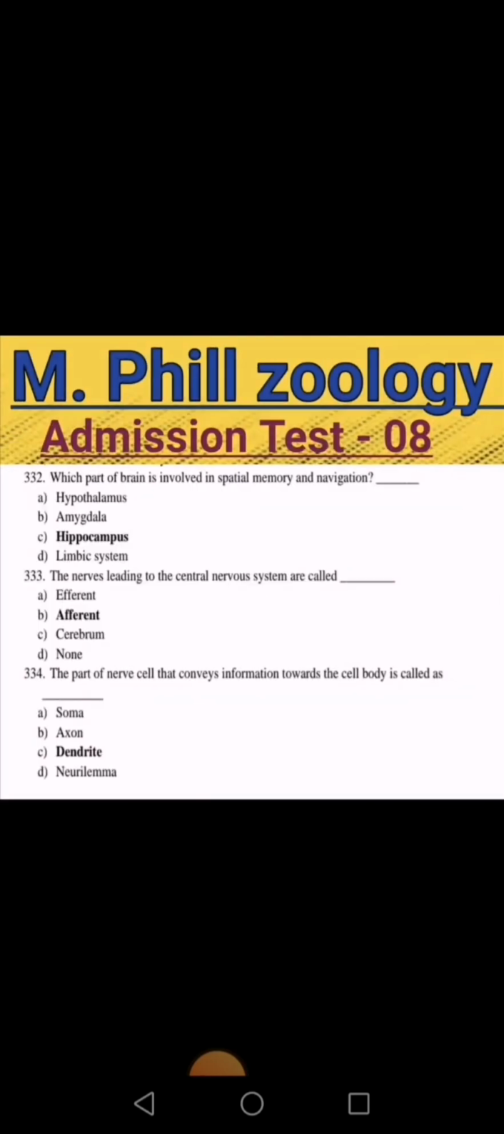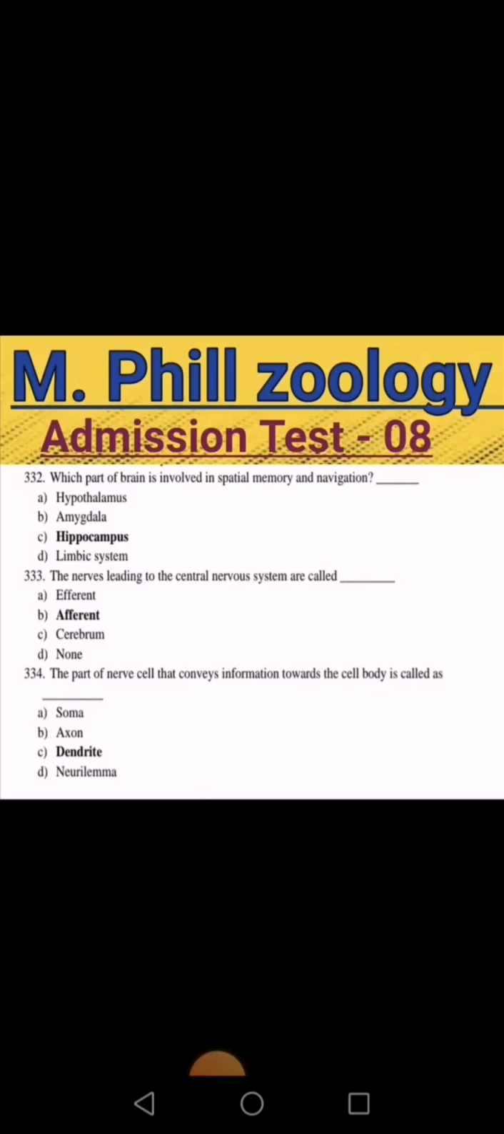Which part of brain is involved in spatial memory and navigation? Usually hypothalamus is involved. The nerves leading to the central nervous system are called afferent. The part of nerve cell that conveys information towards the cell body is called dendrite.